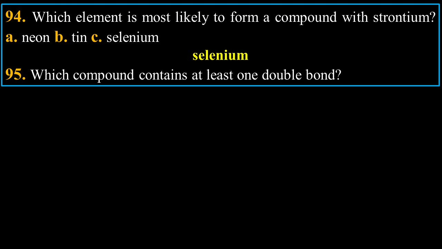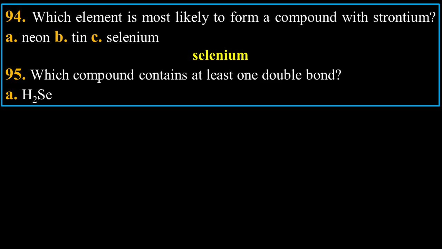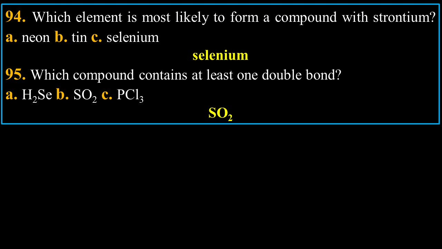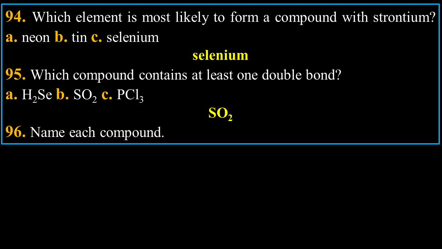Which compound contains at least one double bond? Is it going to be hydroselenic acid, H2Se? Is it going to be sulfur dioxide? Is it going to be phosphorus trichloride? And which one is it going to be? Well, I'm going to go with the sulfur dioxide, very similar in shape to the carbon dioxide.